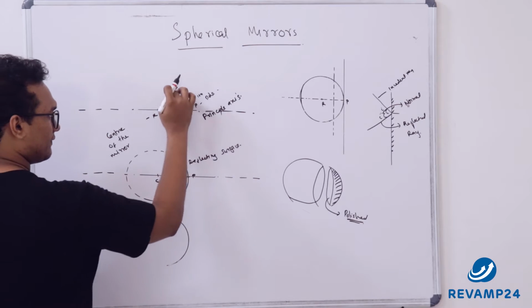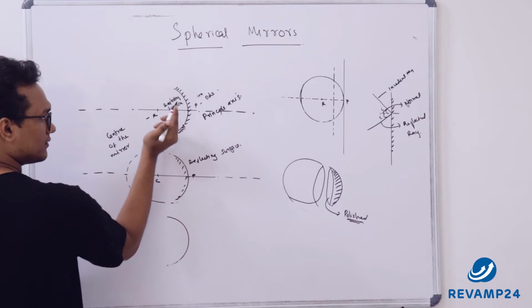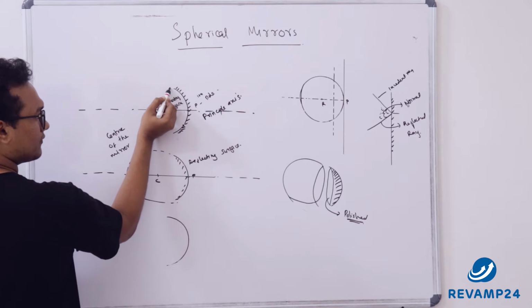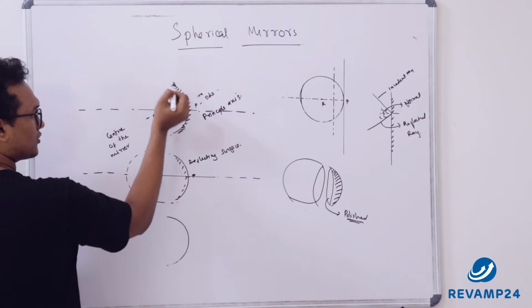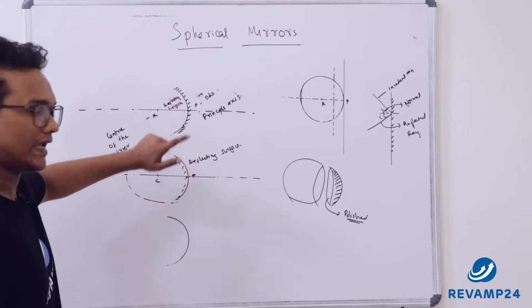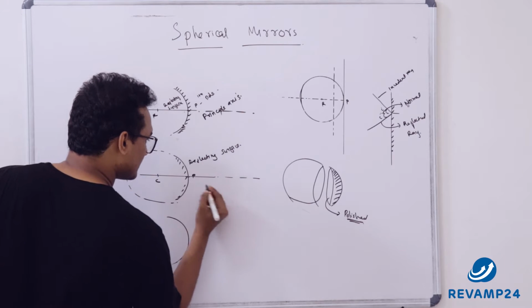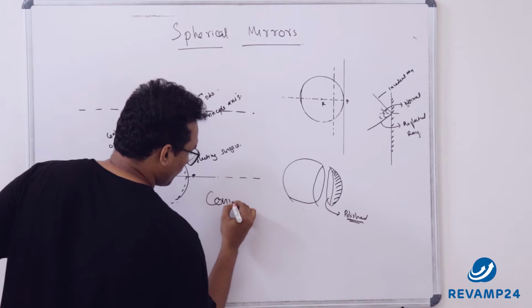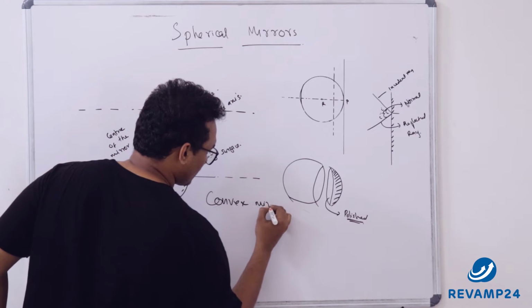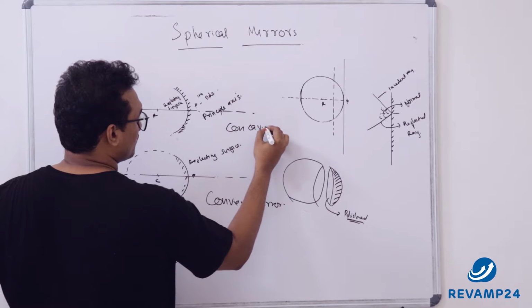Once again I'll repeat, if the reflecting surface is inside of this sphere, so this is the actual sphere, right? If it is inside, then this is concave, and if this reflecting surface is outside, this is convex. So this is a convex mirror and this is a concave mirror.